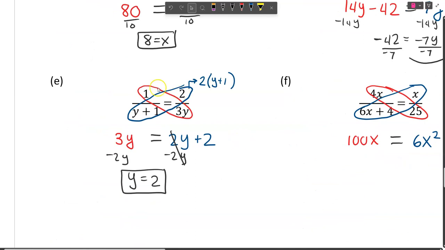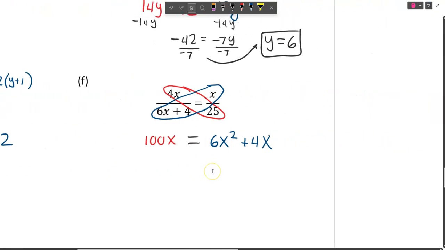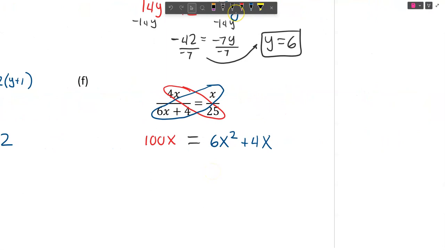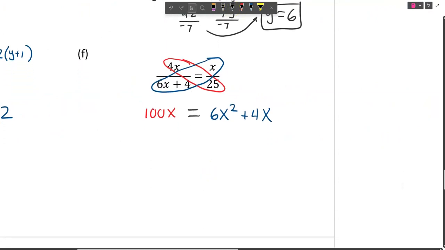For letter E, cross product again, just a reminder that for the blue one, we will need to use distributive property, which you can see once we set that up, and subtract 2y to the other side, that y is simply equal to 2. Now I saved this last one because I wanted to talk about it with you. This one is another one that has an x squared in it and an x, and so we still want to use that idea that I mentioned called the zero product property.